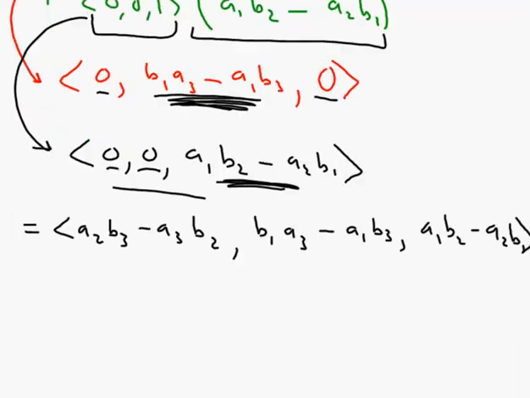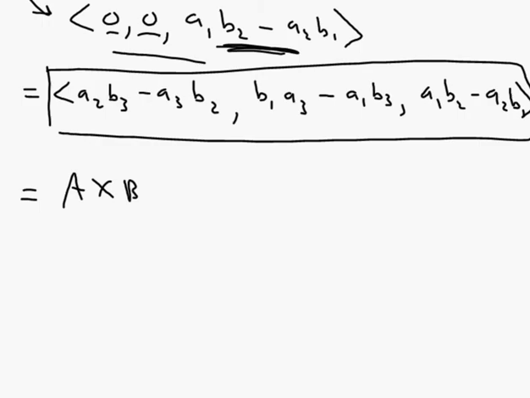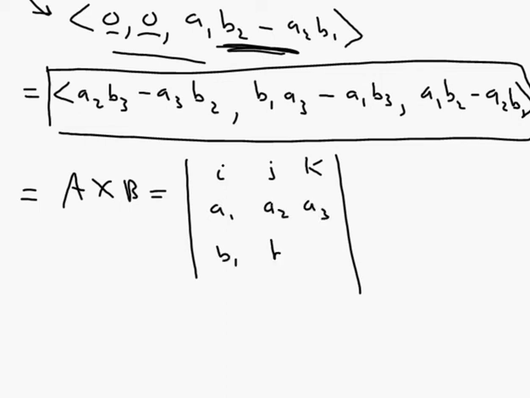And if you take a careful look at this resulting vector, I just introduced you to that maybe 5 or 7 minutes ago, right? A good name for this would be A cross B. So what does this mean? It means that the cross product of two vectors can be thought of as the determinant of a very special matrix. So we can think of this as the determinant of I, J, K, A1, A2, A3, B1, B2, B3.